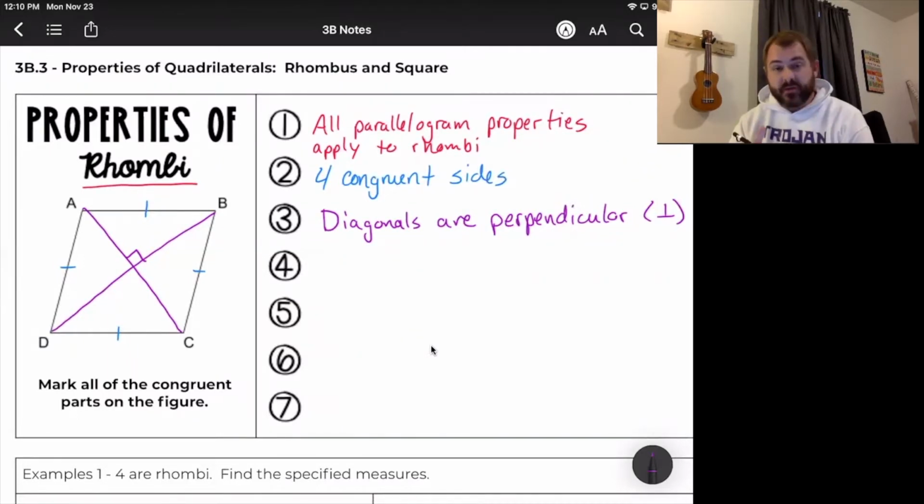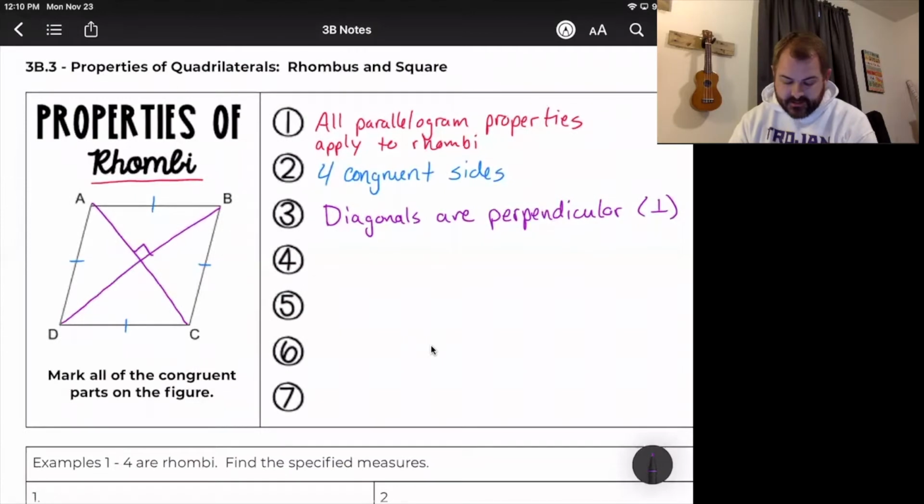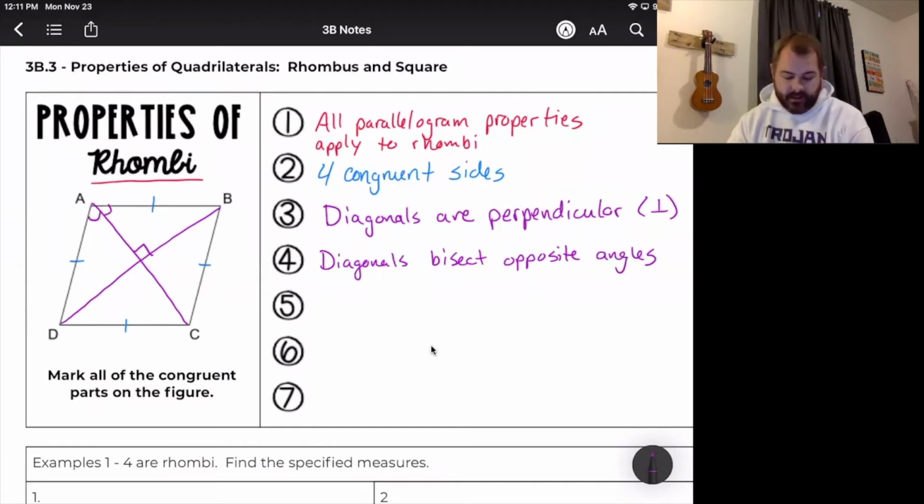We have one more thing we need to know about diagonals, and that is that the diagonals bisect opposite angles. And that tells me that this angle at A is congruent to the other angle at A, and this angle at C is congruent to the other angle at C. Because opposite angles are congruent, and we've split congruent angles in half, all four of those are the same. And similarly, these two angles at D are the same as these two angles at B. So all four of those little pieces are congruent, and that's how we can mark that.